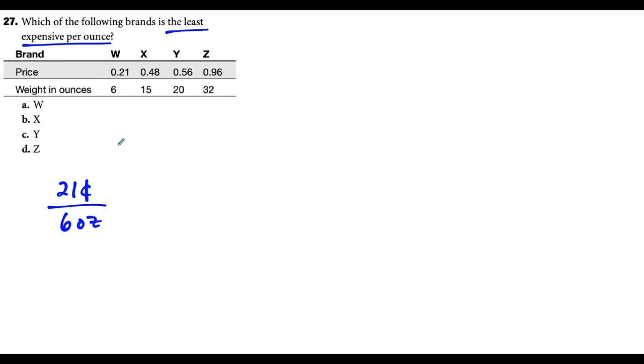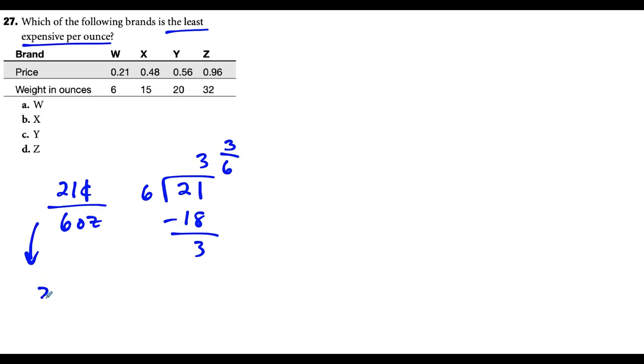So to find out which one is the cheapest, we're gonna find the unit rate, which means we want the denominator to be 1. So that means we have a lot of division ahead of us. So we're gonna do 21 divided by 6. 6 goes into 21 3 times, that gets us to 18, and then we'll have 3 left over. But 3 left over is out of 6, so 3 and 3 sixths is the same thing.